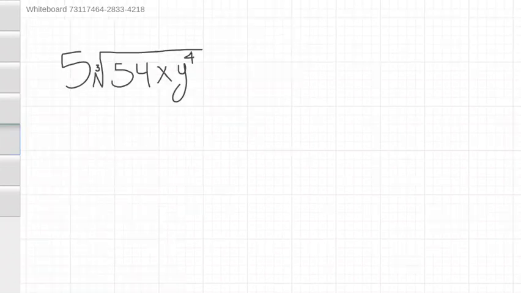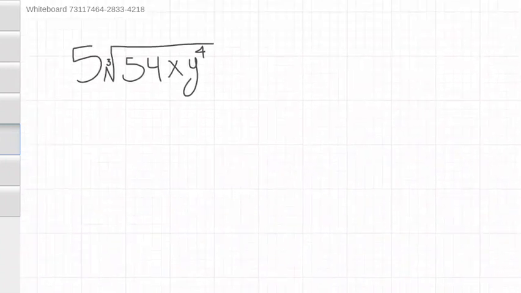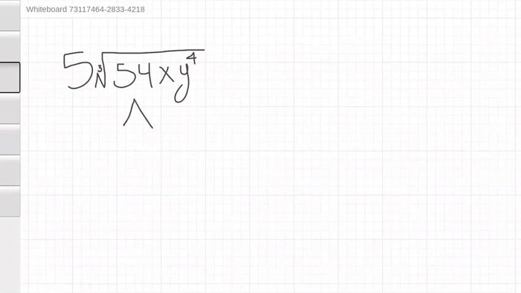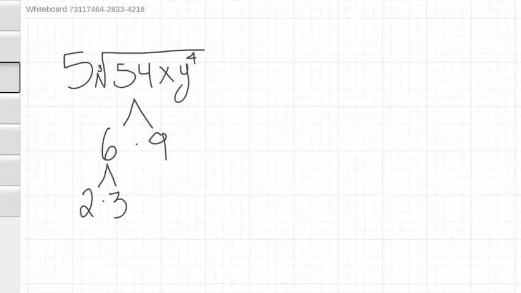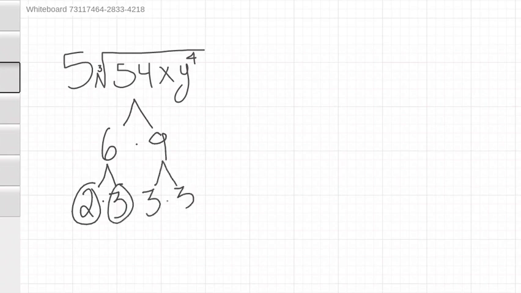Let's do another one. 5 times the cube root of 54xy to the 4th power. 54 can be broken down into 6 and 9. 6 can be broken down into 2 and 3, where we have our prime numbers, so we'll circle them. And 9 can be broken down into 3 and 3. Again, we have our prime numbers.